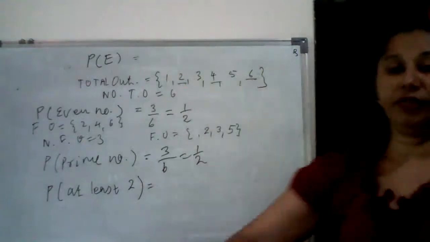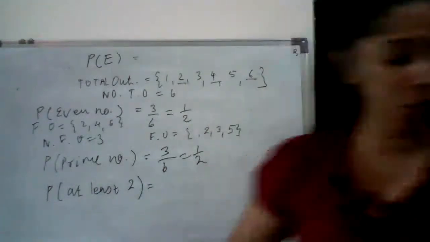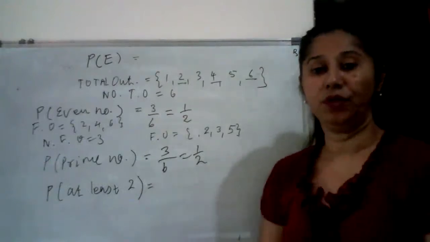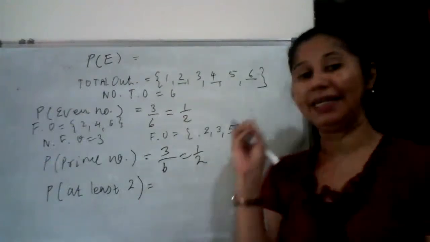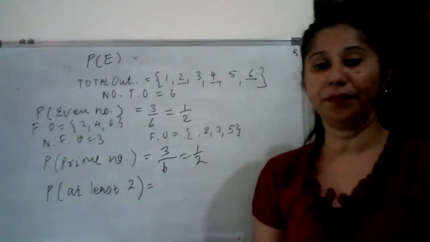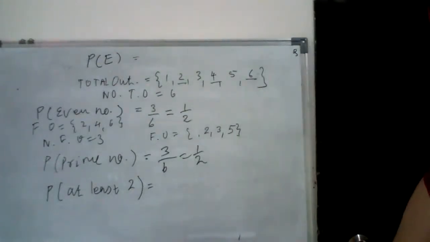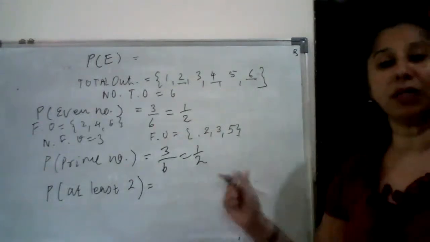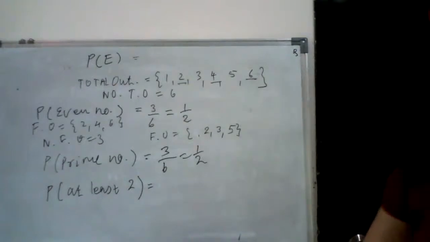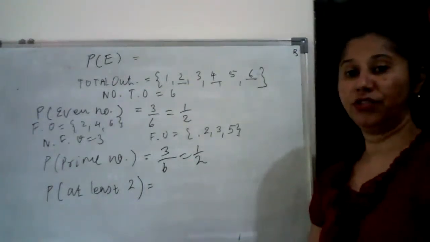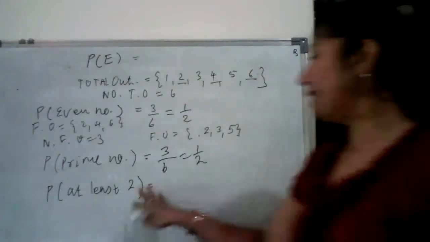Probability of getting at least 2 on the die. What is the probability that you get at least 2? Could you tell me? At least 2 का मतलब कल हमने ये डिस्कस किया था. So I hope it is clear to you that when at least 2 का मतलब क्या है? Yes? No? Wrong? Shreya? At least 2.